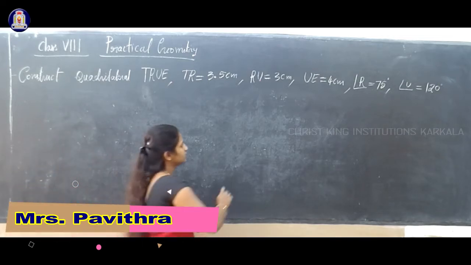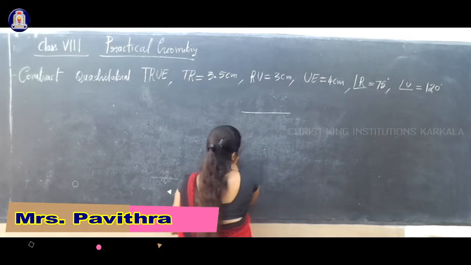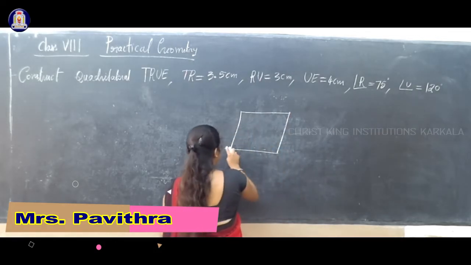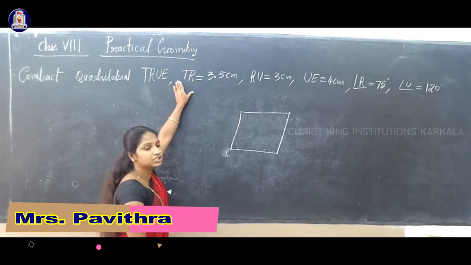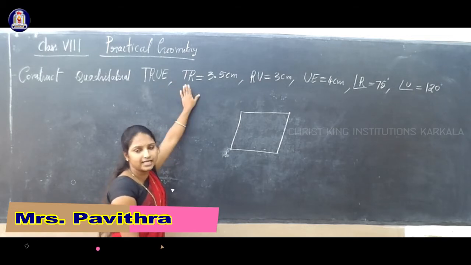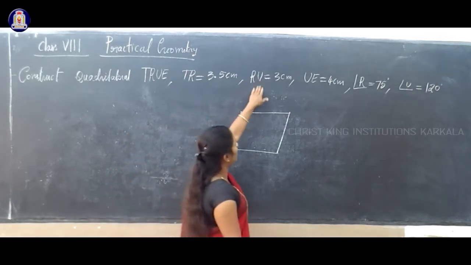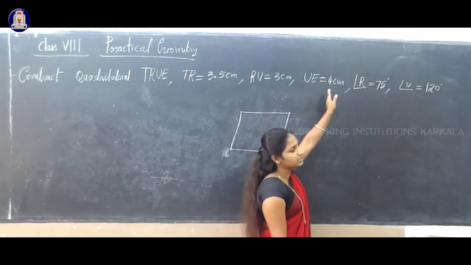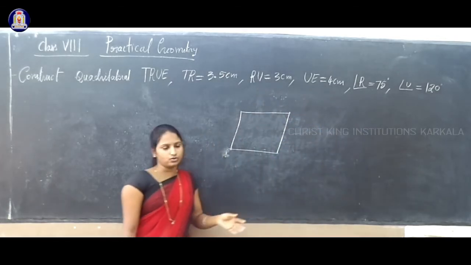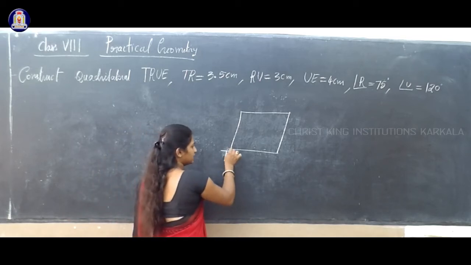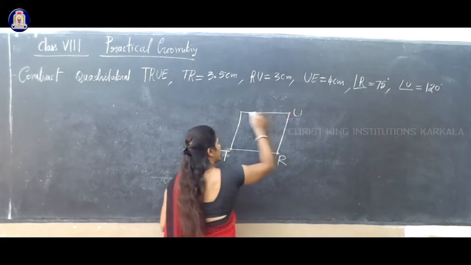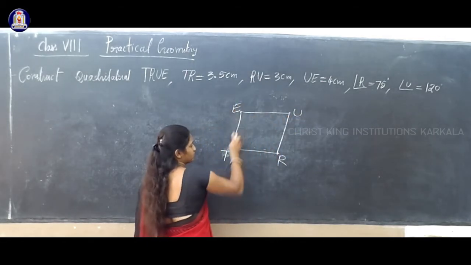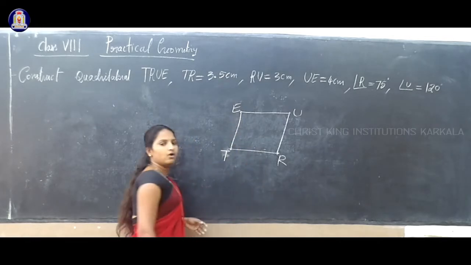First you have to draw a rough diagram of the quadrilateral. So this is a rough sketch of quadrilateral TRUE. Name this T, and see the question here. What is given? TR is given. You can consider TR as a base, or RU as a base, or UE as a base of this quadrilateral. If you consider TR as base, then this is R, this point is U, and this is E. So TRUE is a quadrilateral.